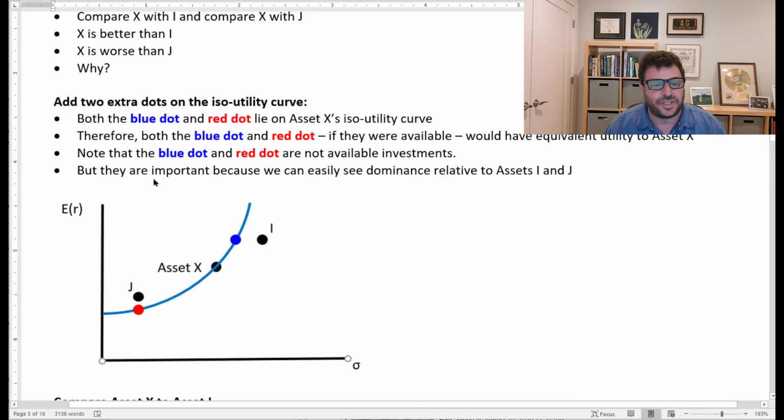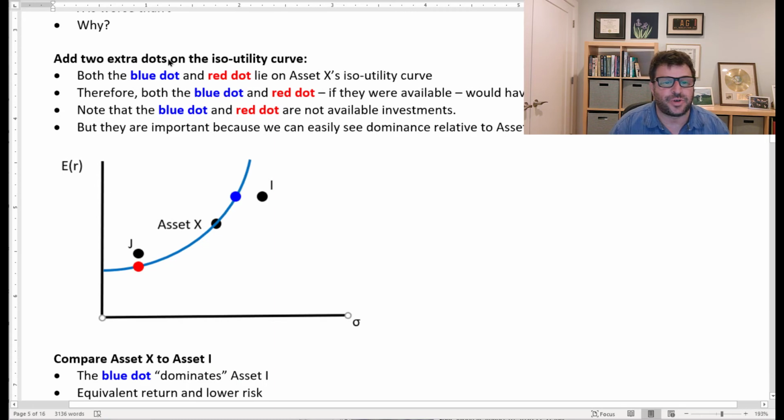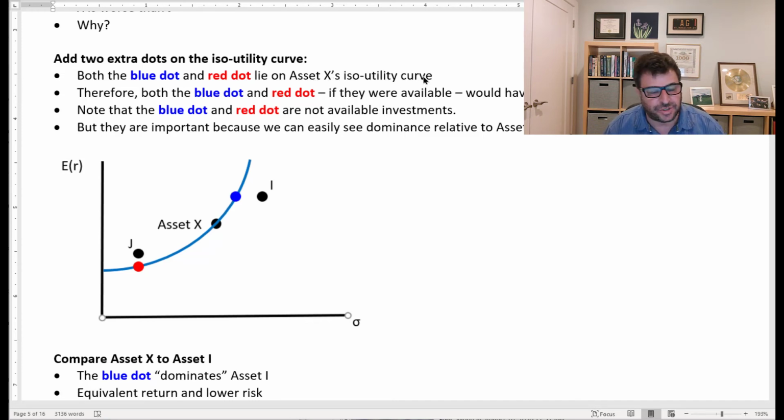So what I've done is I've just drawn this again, but I've added 2 extra dots on the ISO utility curve. Both the blue dot and the red dot lie on asset X's ISO utility curve for an investor with A equals 2. Therefore, both the blue dot and the red dot, if they were available, would have equivalent utility to asset X. Note that the blue dot and the red dot are not available investments. We cannot invest in the blue dot and the red dot, but they are important because we can use them to easily see dominance relative to asset I and asset J.